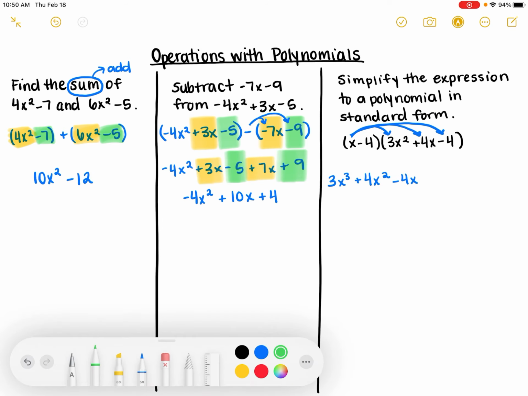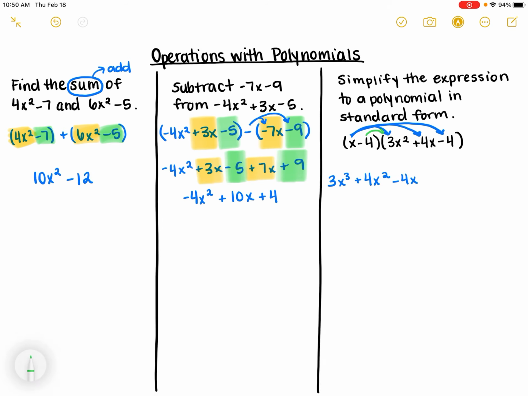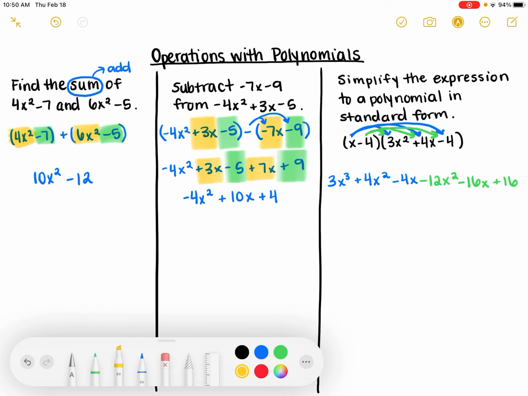Now I'm going to do the same thing with the minus 4, and then after that we'll combine our like terms. So minus 4 needs to get multiplied with everything too. Make sure you're multiplying negative 4 times everything inside the second parentheses. So negative 4 times 3x squared gives me negative 12x squared. Negative 4 times positive 4x is negative 16x. And then negative 4 times negative 4 gives me positive 16. So again, you just have to be careful about your signs.